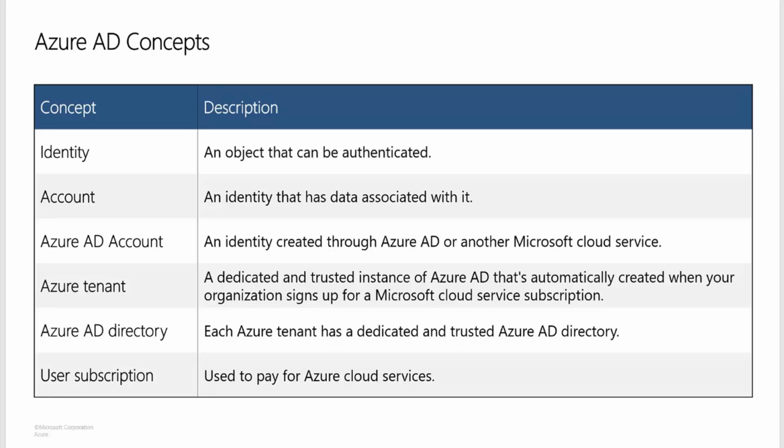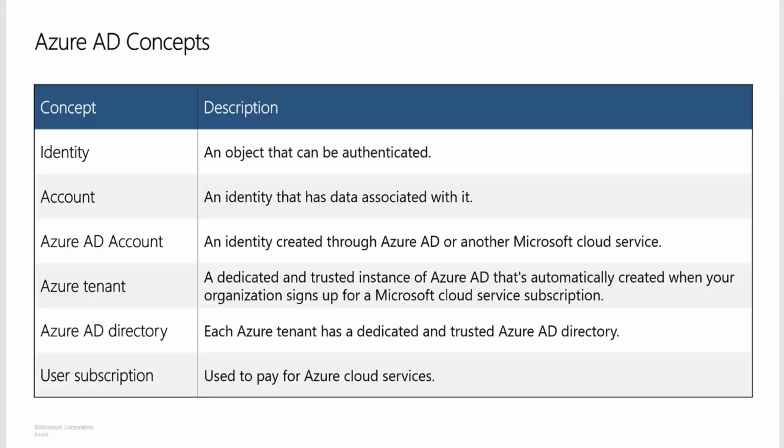Some of the basic AD concepts are identity. Identity is an object that can be authenticated. Account, an identity that has data associated with it. Azure AD Account, an identity created through Azure AD or another Microsoft Cloud service. Azure Tenant, that's a dedicated trusted instance of Azure AD that is automatically created when your organization signs up for a Microsoft Cloud service subscription.